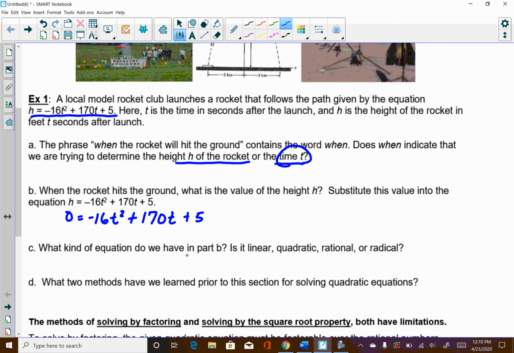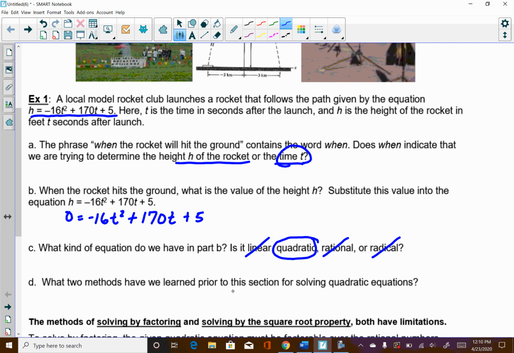Part C says, what kind of equation have we represented here? Definitely can't be linear, right? You're raised to the second power, so it can't be linear. Rational has a division of polynomials. We don't have that. Radical has a square root. We don't have that. We are definitely quadratic here.